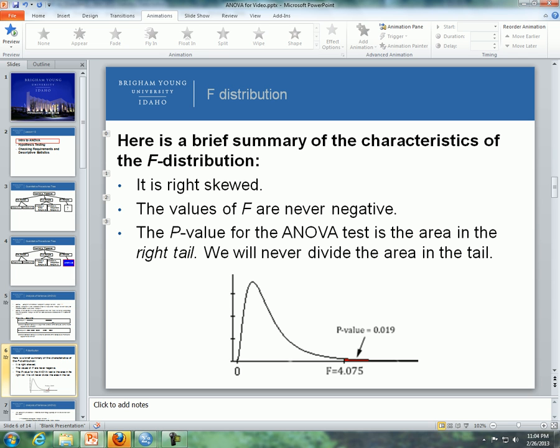And the p-value for the ANOVA test is the area in the right tail. We never divide this area in the tail, so we just grab the information from the right tail to get the p-value. And here's an example of it down on the bottom right.